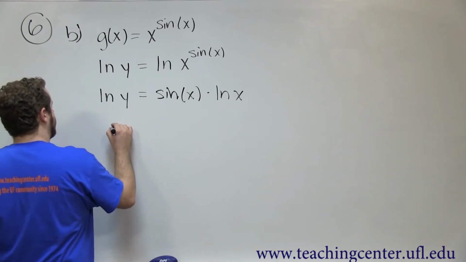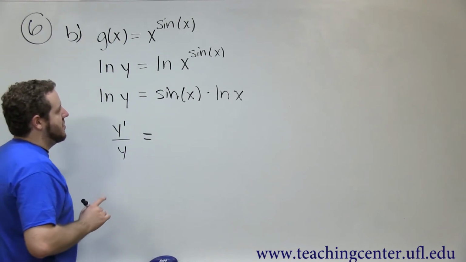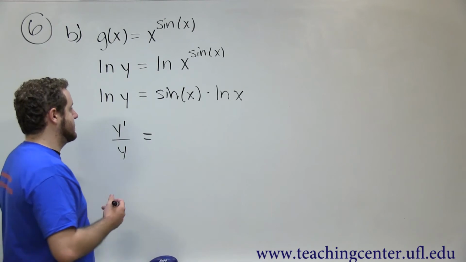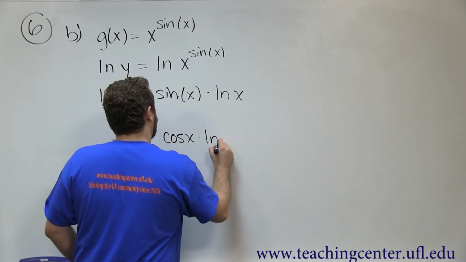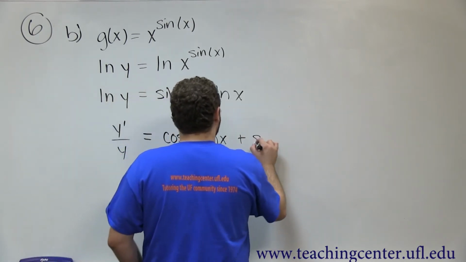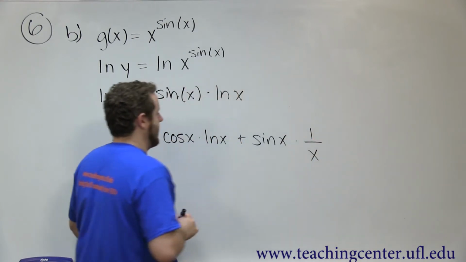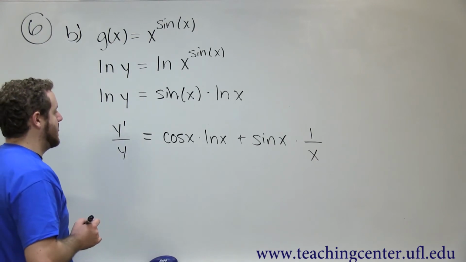So the derivative of ln y is y prime over y. And the derivative of sine x times ln x requires the product rule because we have two different functions of x. So we're going to get cosine x times ln x plus sine x times the derivative of ln x, which is 1 over x. So that was by using the product rule.